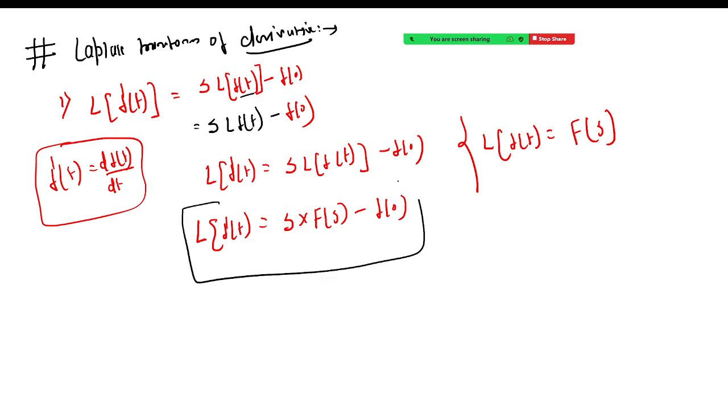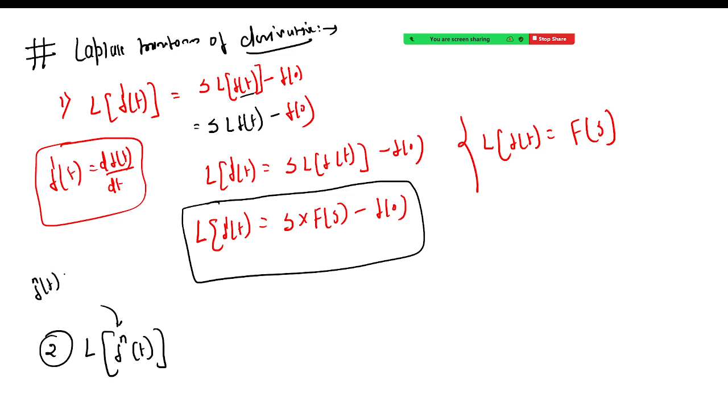Fine. This one is the first formula. The second formula is, let's say an nth order differential: Laplace of f^n(t). And what is f^n(t)? It is d^n f(t) divided by dt^n. This is called the nth order differential.